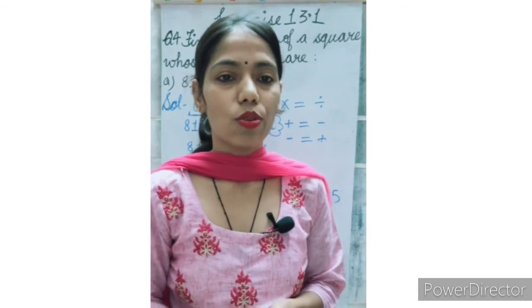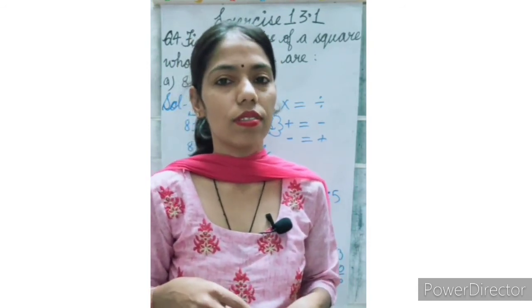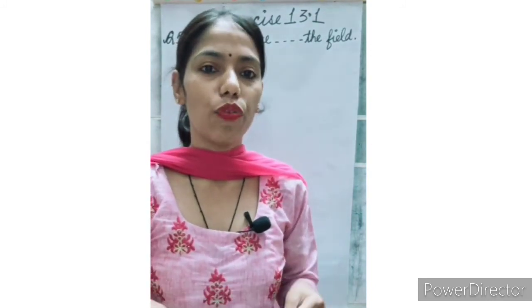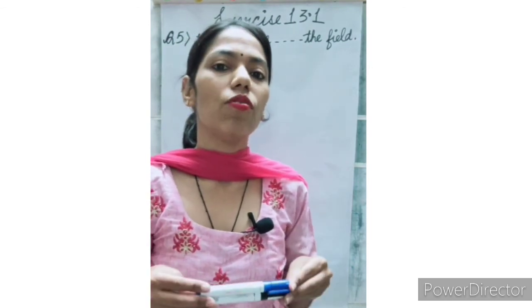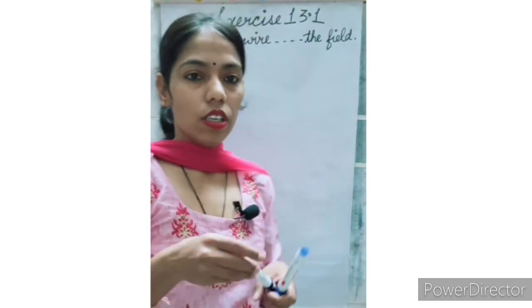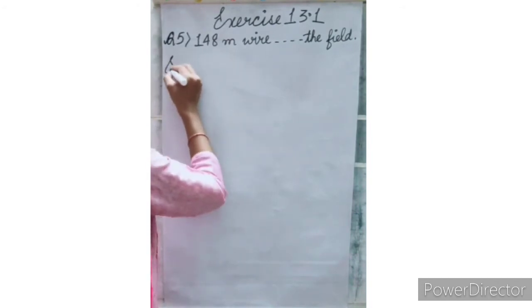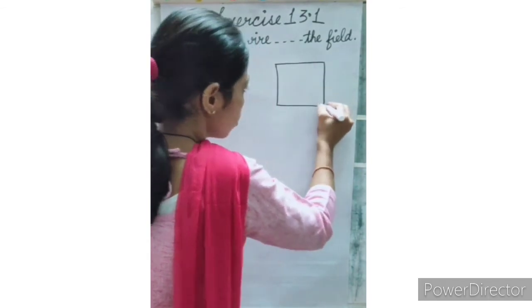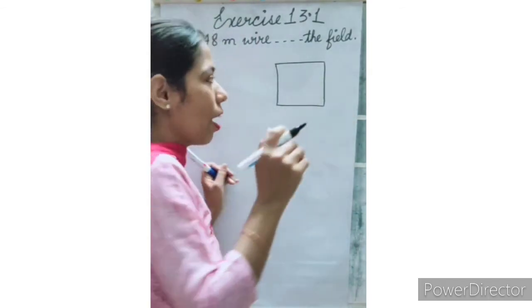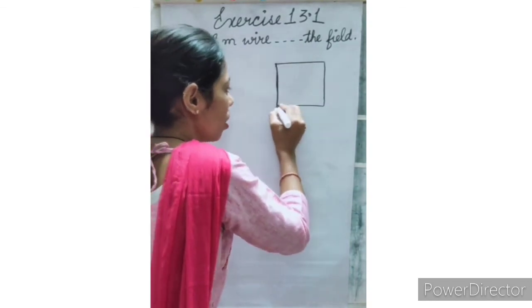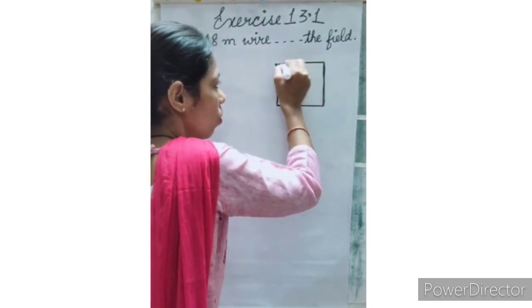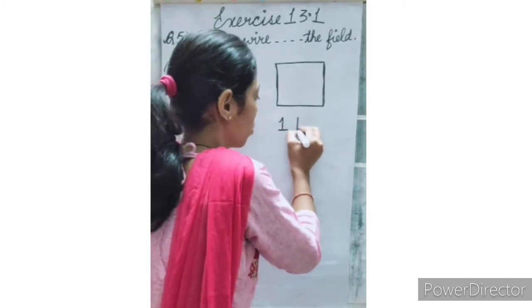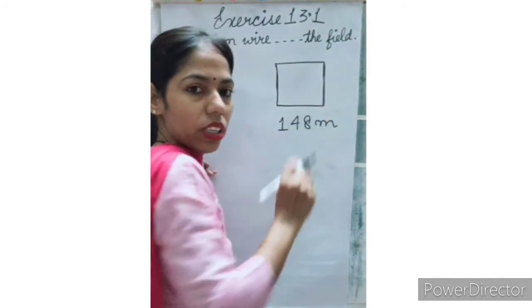Now we will start next question, that is question number 5. Question number 5 is 148 meter wire is required to fence a square field. Find one side of the field. So here a square field is given. Suppose this is that square field, and for fencing this square field, for covering the boundary of this square field, we need wire that is equals to 148 meter.